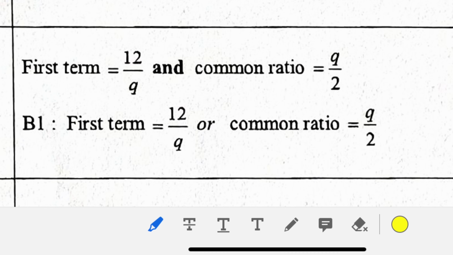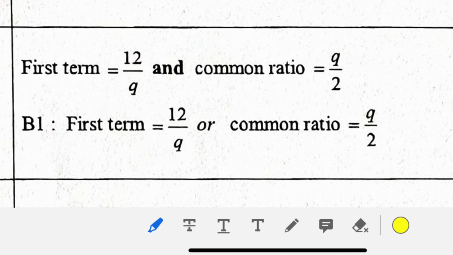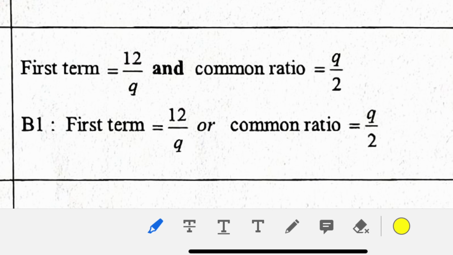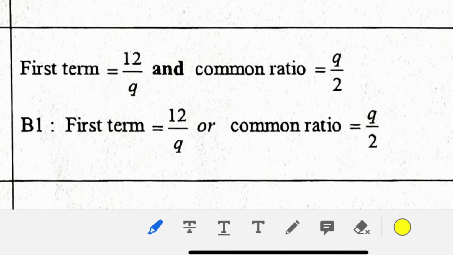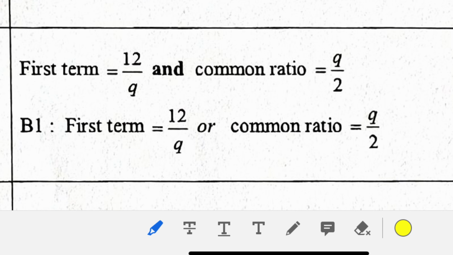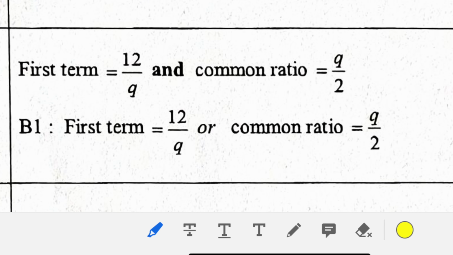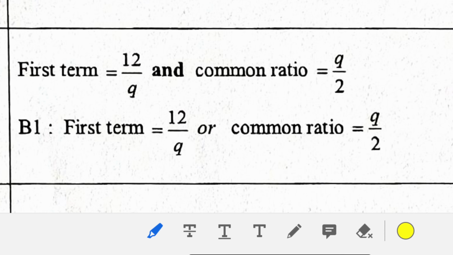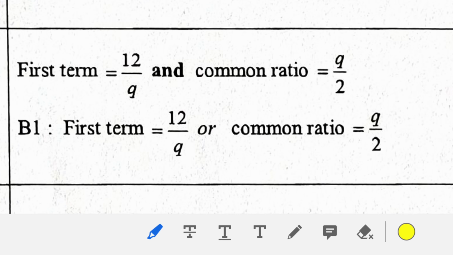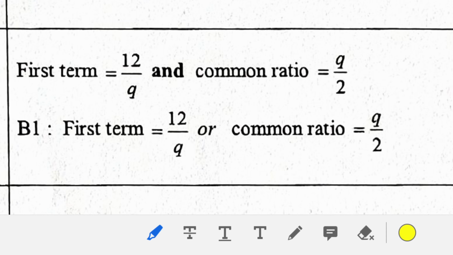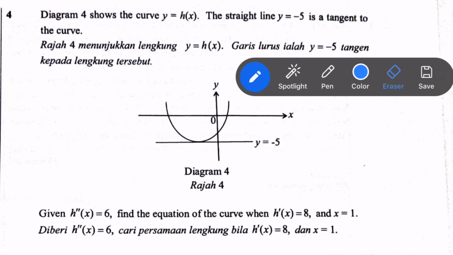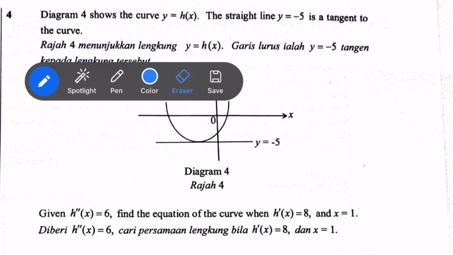So for geometric progression, it's quite simple. Remember, you always take the second term over the first term, alright. Don't forget, don't take the first over the second. It should be the second over the first and the third over the second. Alright? So we have settled question number 3. Let's proceed to question number 4.